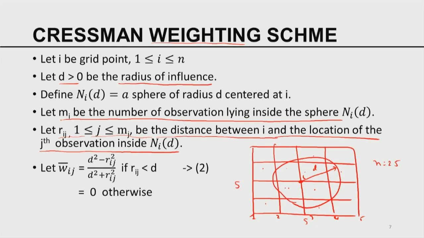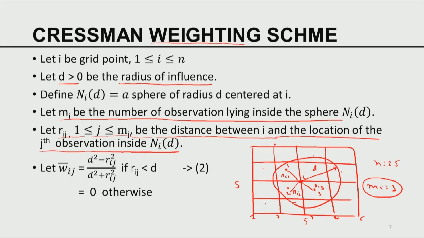So what does it mean? In this case, this is an observation inside, this is an observation inside, this is an observation inside. So in this particular example, M_I is 3. And then I can also compute the distance. Let us assume this is the first observation, this is the second, this is the third. So this is R_i1, this is R_i2, this is R_i3. So R_ij is the distance from the ith grid point to the jth observation, j running from 1 to M_i. M_i is the total number of observations that are contained within the bound defined by a sphere or a circle of radius D. I hope that is clear now.